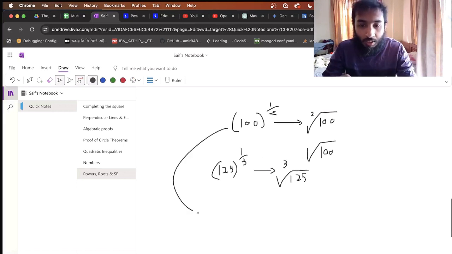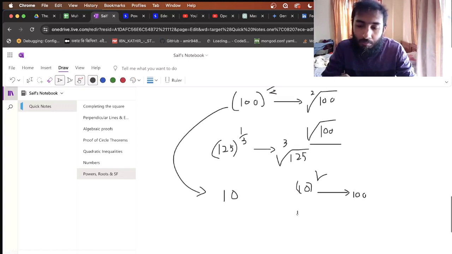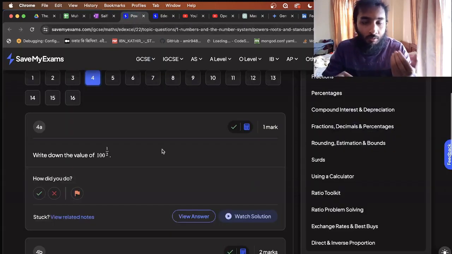So if I focus on problem 4a, we have to find the root of 100. So what is the root of 100? The root of 100 is 10, because if we square 10, we get 100. So if we do a root of 100, or square root of 100, we should get back 10. So this is the solution to the first part.